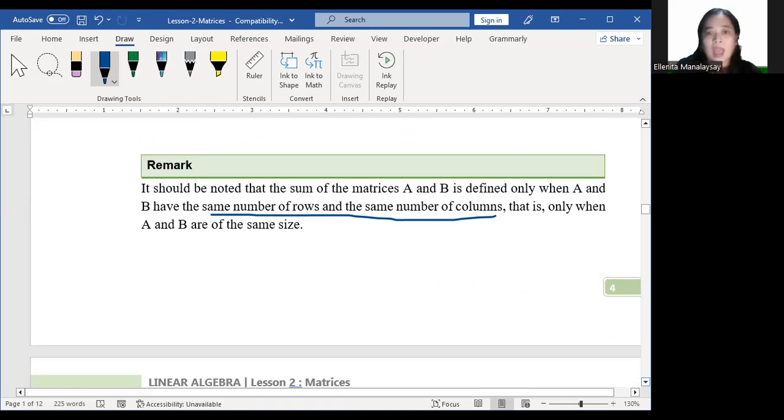Okay, so this is the first part of the video. I will be pausing for a while and please watch the second part of the video.